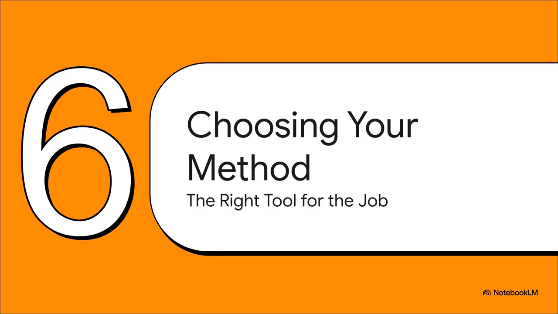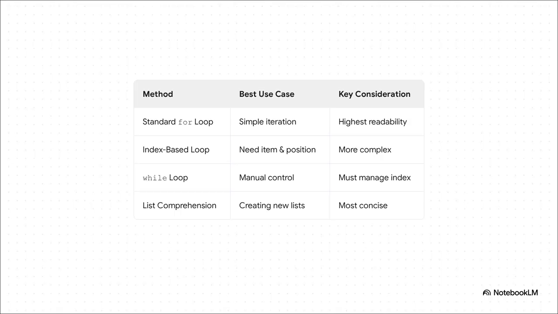Okay, deep breath. We've covered 4 totally different techniques, so the big question is, how do you decide which one you're actually supposed to use? Well, it all comes down to a simple idea: picking the right tool for the job. And this little table makes it super clear. 90% of the time, for simple iteration, just use the standard for loop. You can't beat its readability.